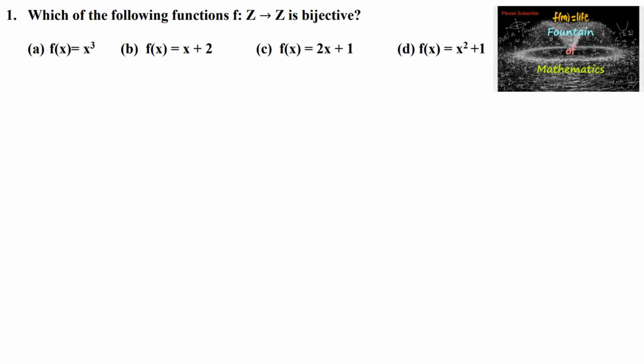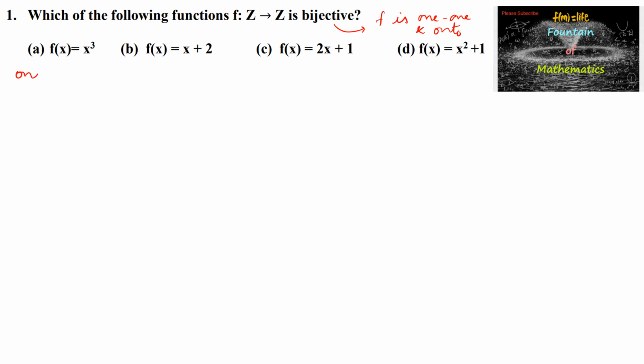Which of the following functions f from Z to Z, that is integers, is bijective? We can say that the function f is bijective if f is 1 to 1 and onto. If a function is both 1 to 1 and onto, we can say the function is bijective.